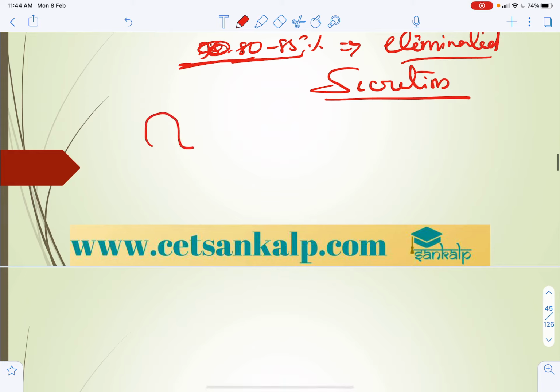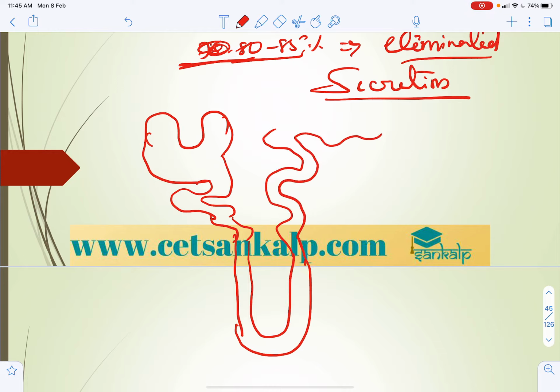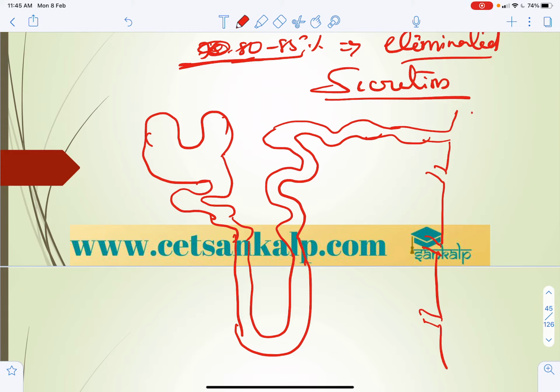So here just keep in mind this is the structure of the nephron, right? And here it is less coiled, and here will be the collecting ducts.